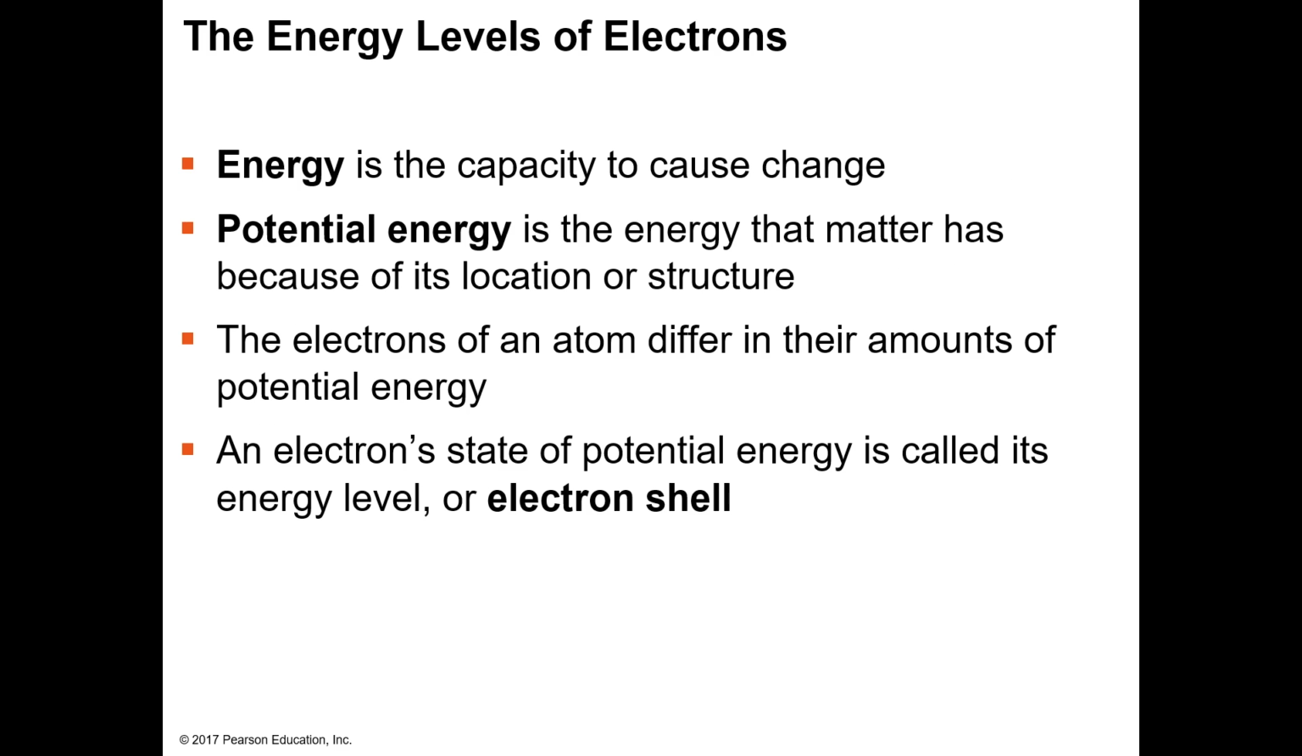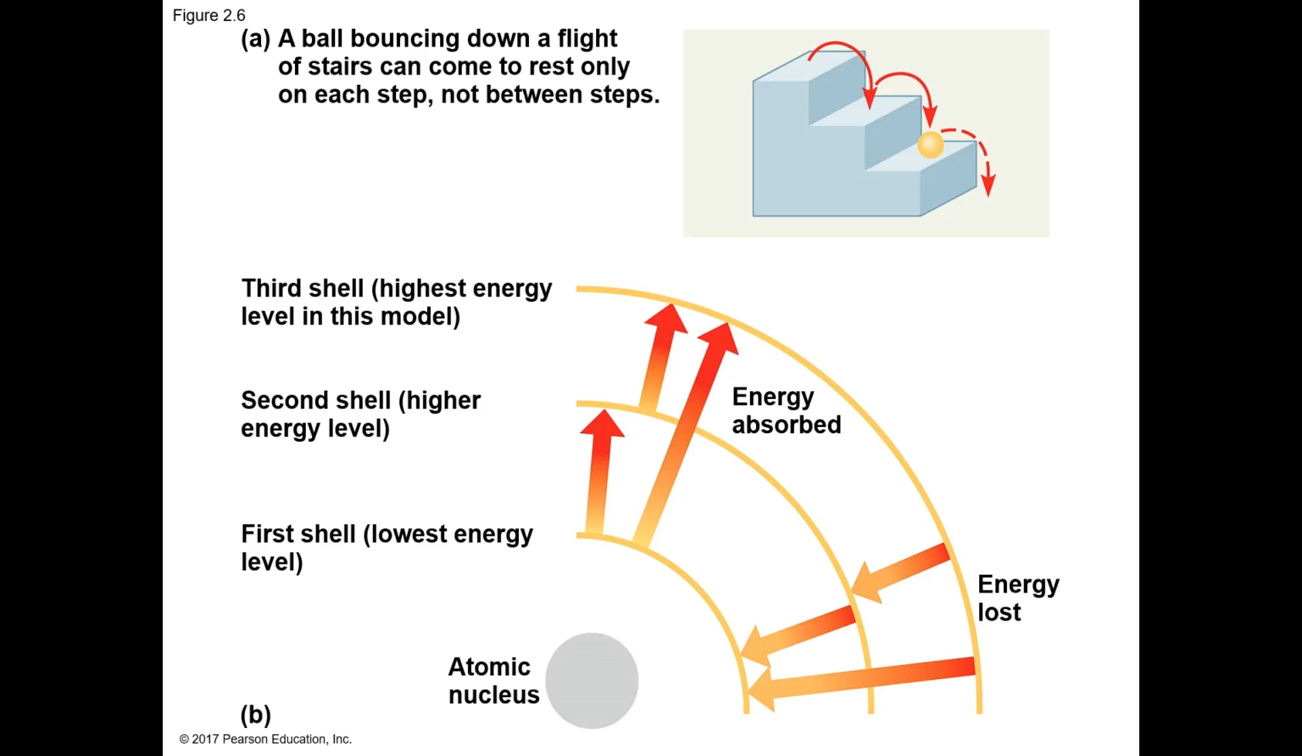Energy levels of electrons. Energy is the capacity to cause change. Potential energy is the energy that matter has because of where it's located or its structure. So picture a book sitting on the edge of a table where it could potentially fall off. That would have a lot of potential energy. It's not falling yet, it hasn't been converted to kinetic energy, but it has the potential, so it's potential energy. The electrons of an atom differ in their amounts of potential energy. An electron's state of potential energy is called its energy level or electron shell.